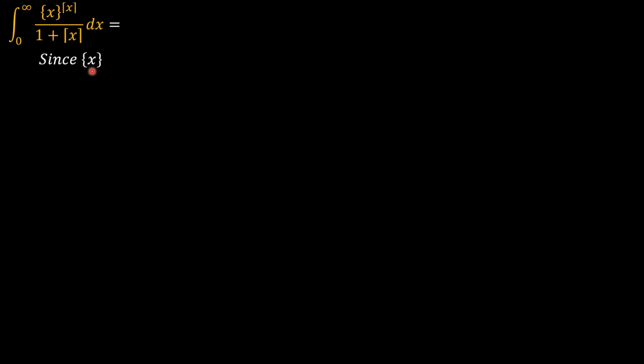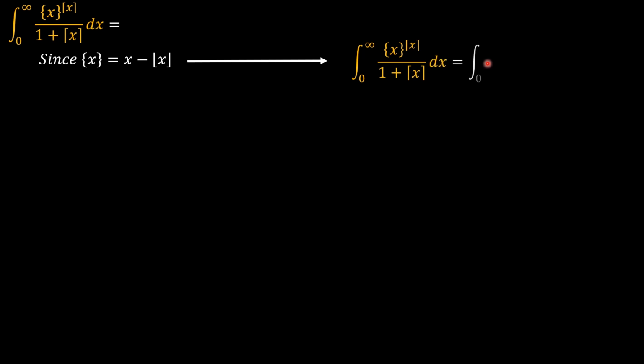So since the fractional part of x is x minus the floor of x, that now means that our problem can be re-expressed as being equal to the integral of x minus the floor of x raised to the ceiling of x over 1 plus the ceiling of x.